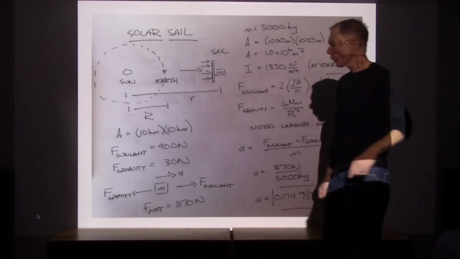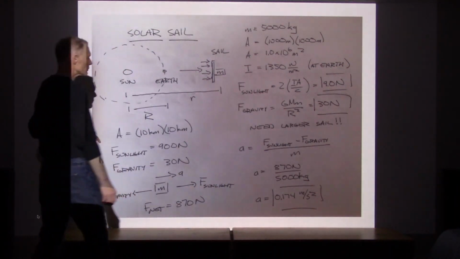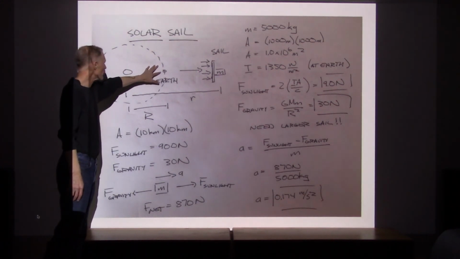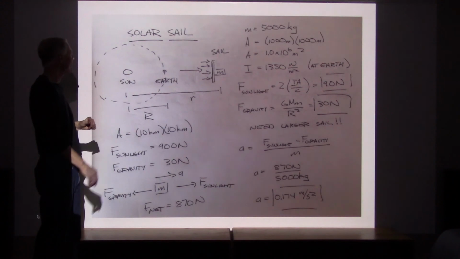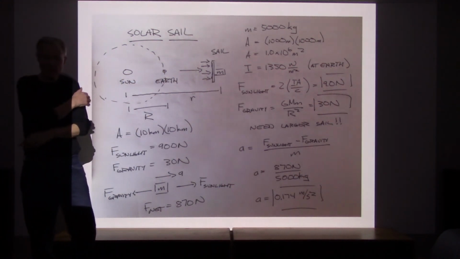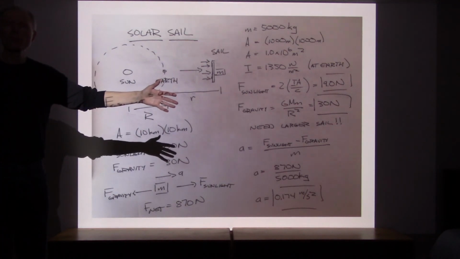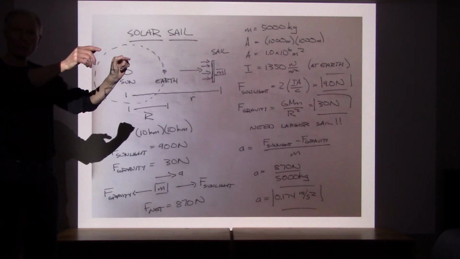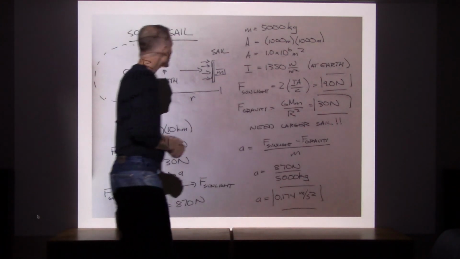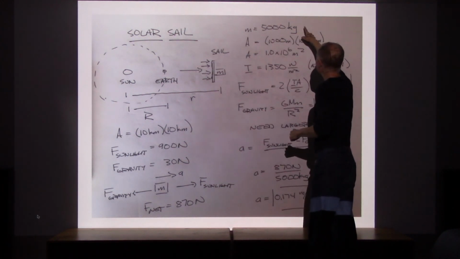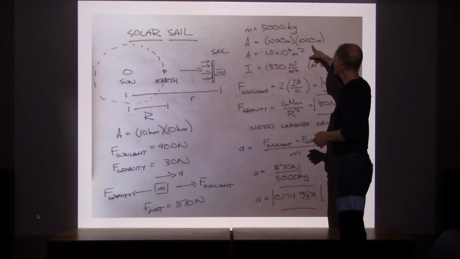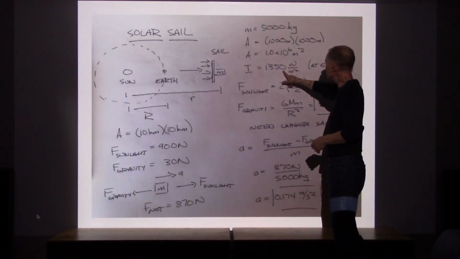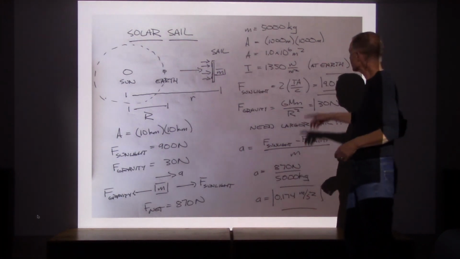So here it is, solar sail, maybe our last cool example for the semester. So anyway, here's the sun, here's where the Earth is, and we have launched this spacecraft away from Earth. It has unfurled its sails, and it has oriented them so that the sunlight will push it out of the solar system. Let's see what happens here. So I wrote down the given information. 5,000 kilograms, cross-sectional area, a kilometer by a kilometer, that's 10 to the 6 square meters. The intensity of sunlight, at least near the Earth, is going to be 1350.